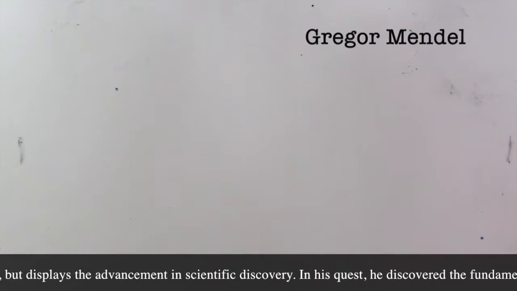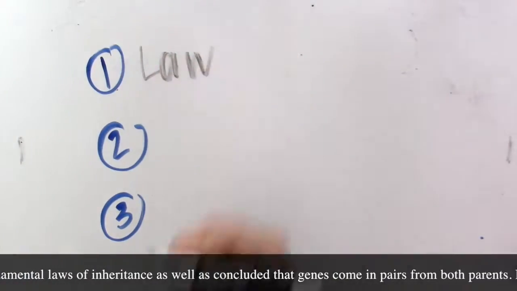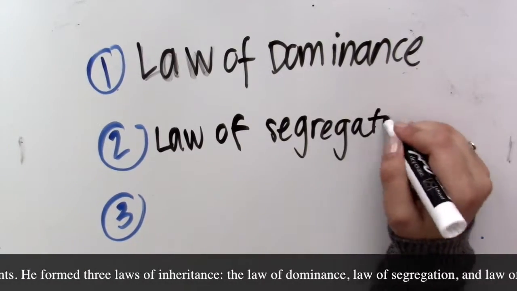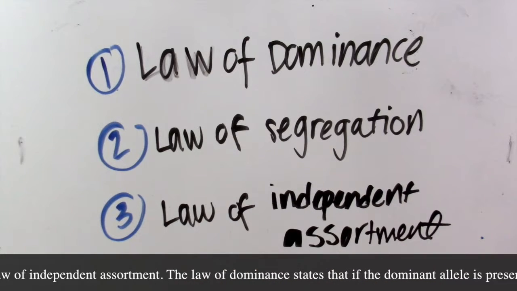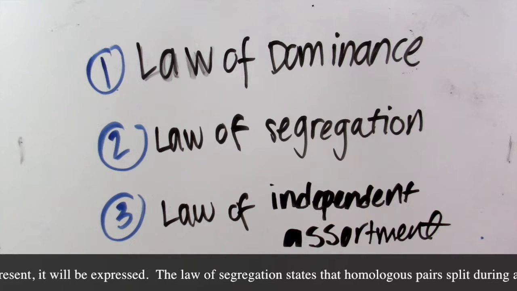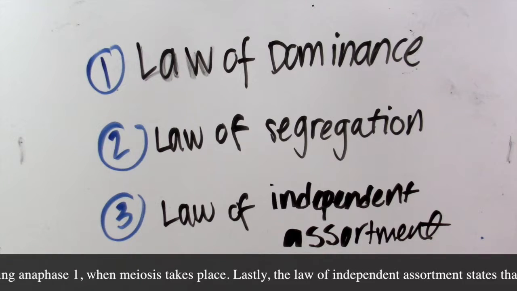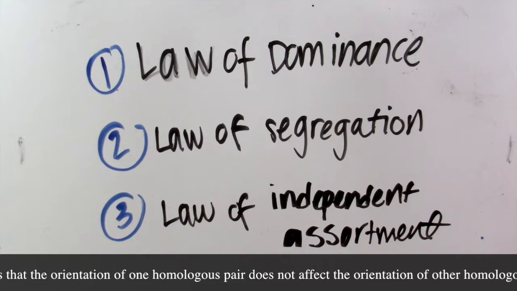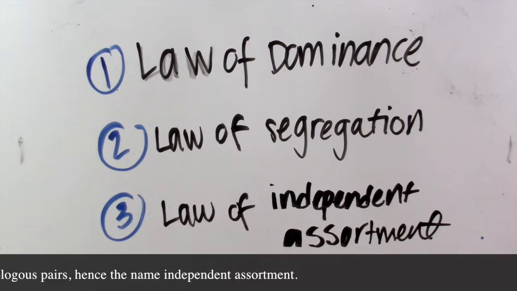In his quest, he discovered the fundamental laws of inheritance as well as concluded that genes come in pairs from both parents. He formed 3 laws of inheritance: the law of dominance, law of segregation, and law of independent assortment. The law of dominance states that if a dominant allele is present, it will be expressed. The law of segregation states that homologous pairs split during anaphase 1, when meiosis takes place. Lastly, the law of independent assortment states that the orientation of one homologous pair does not affect the orientation of other homologous pairs, hence the name independent assortment.